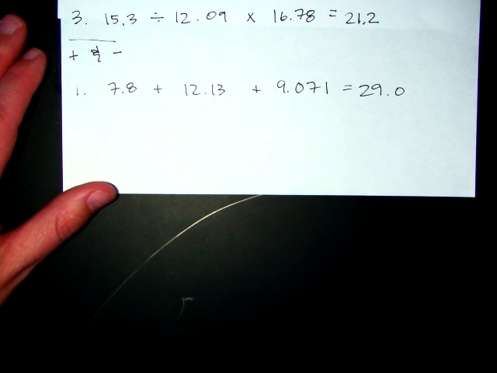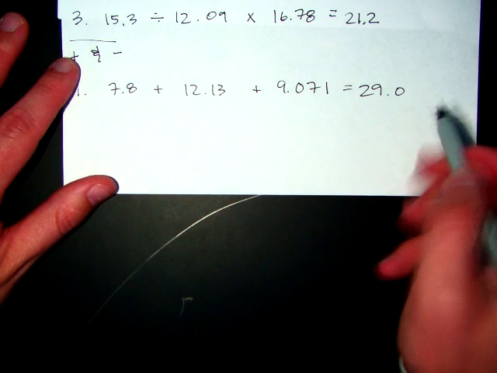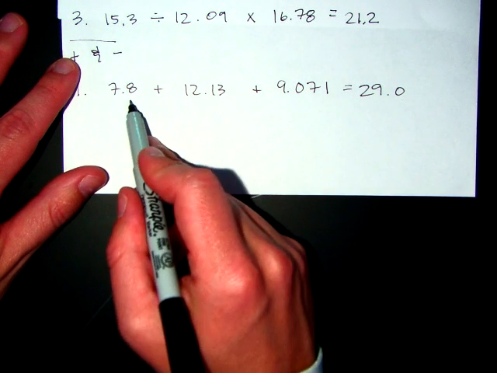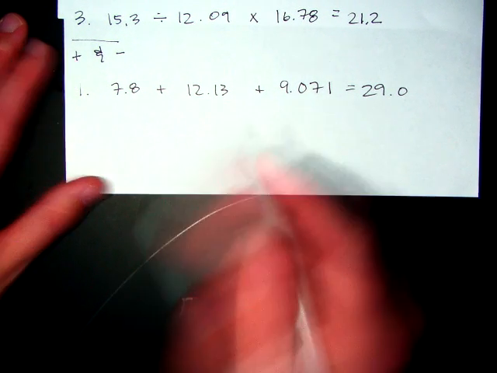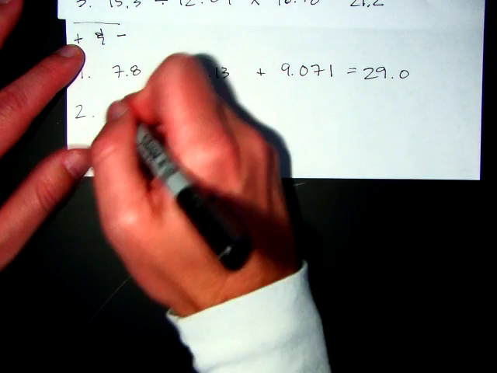That's actually a good example. Okay, this is out to the tenth place. This is out to the tenth place. That's how you report it. Number 2. One more of those. How about a subtraction one?